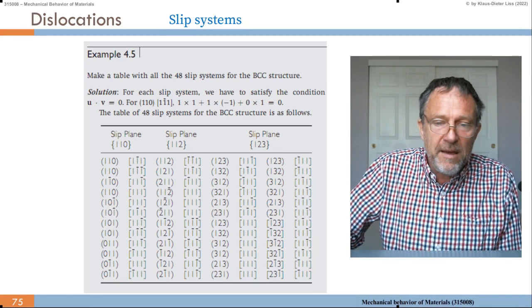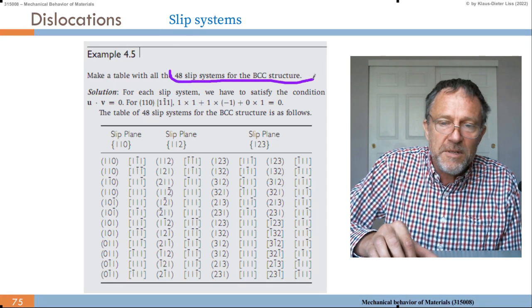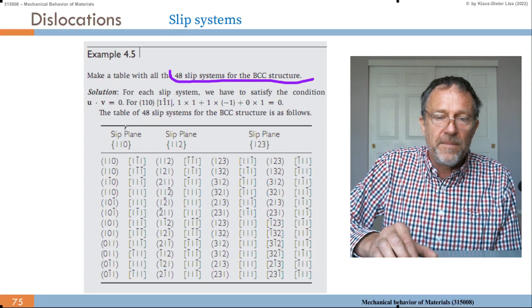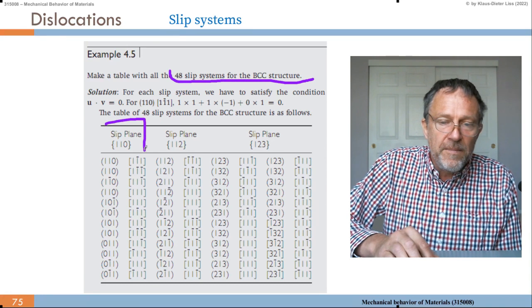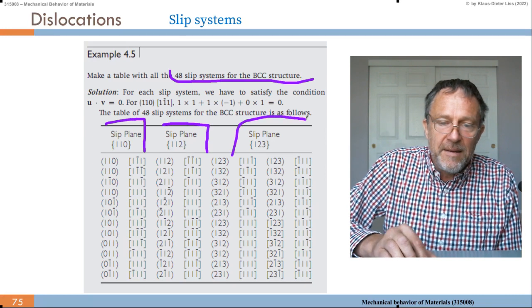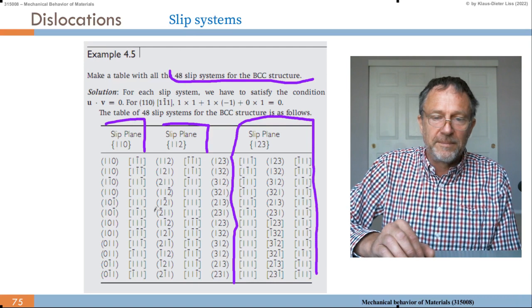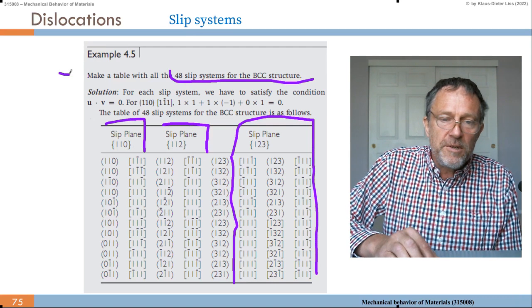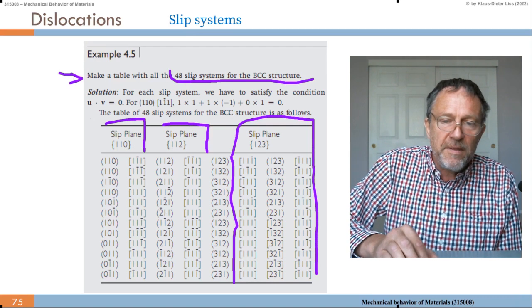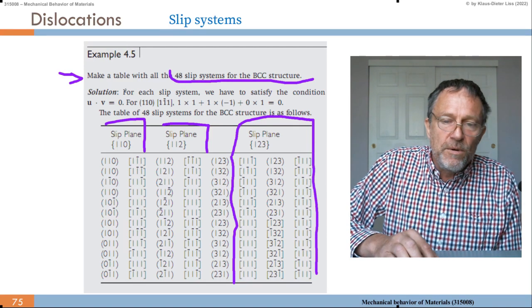So, I said we have a lot of slip systems, 48 slip systems possible for the BCC structure, for the 3 planes. So here I have the 110 plane, here the 112 plane, and here the 123 planes. 123 has a lot, 24. So you should be able to work out a table with the 48 slip systems for the BCC structure, and the solution is given here.